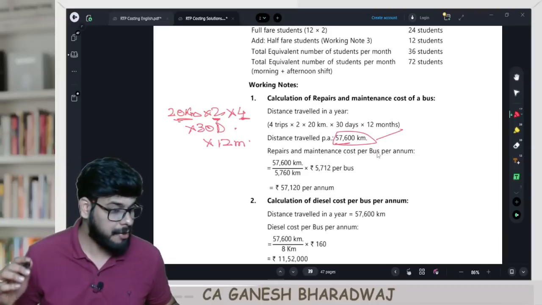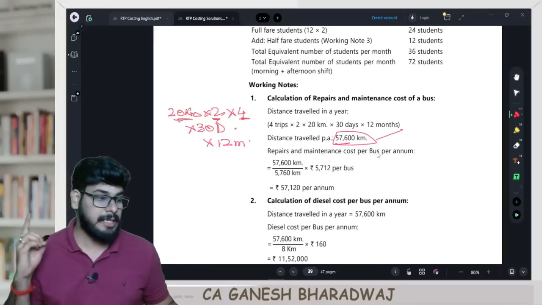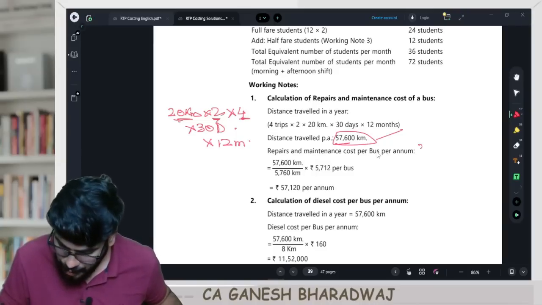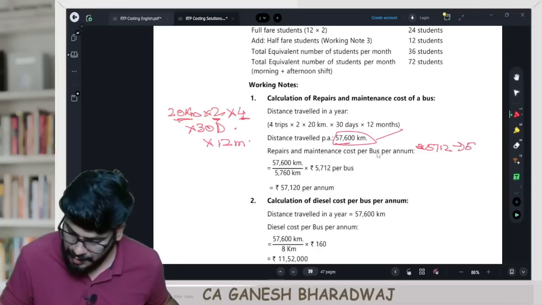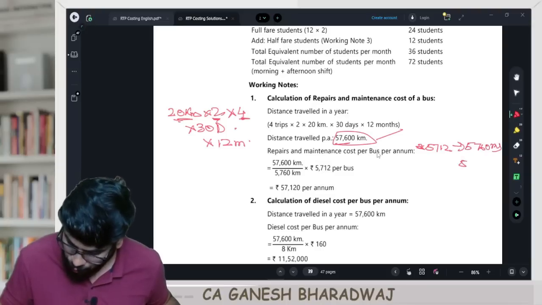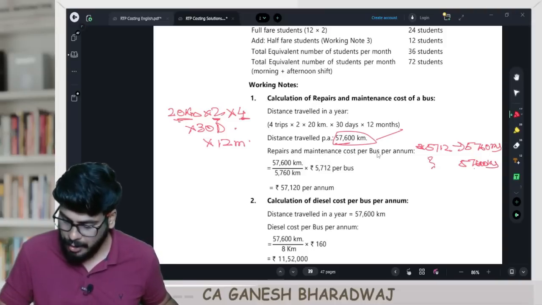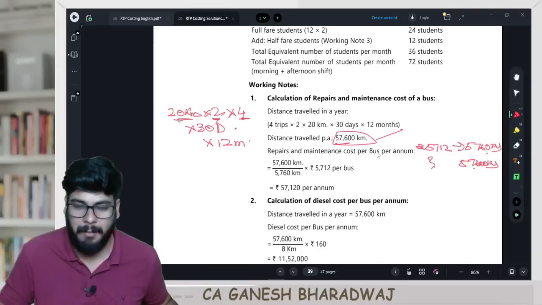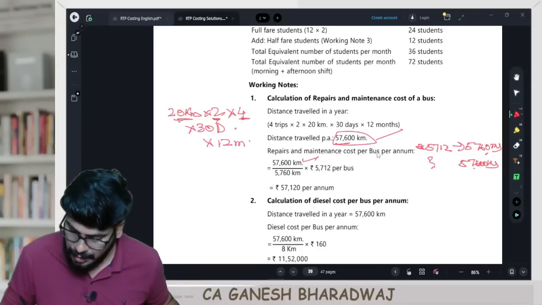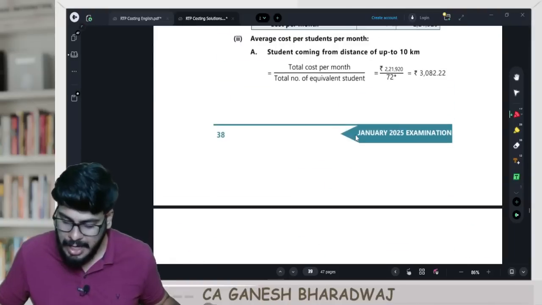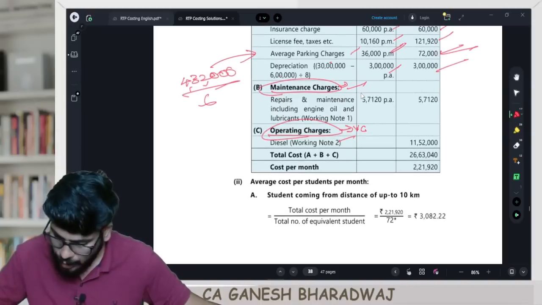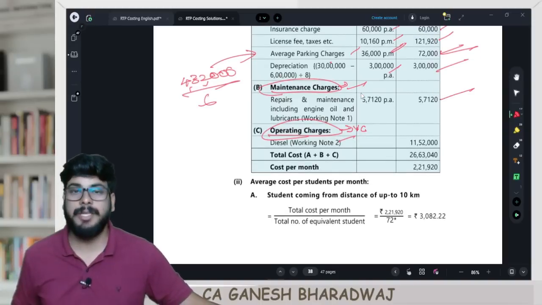Now they have given that for repairs and maintenance, the cost is rupees 5712 for 5760 kilometers, right? So for 57,600 kilometers, what is going to be the total cost? Very simple. 57,600 into 5712 divided by 5760. It means the total cost is going to be 57,120 rupees per annum. You can just go and fill it up here. So 57,120 rupees per annum is the cost.